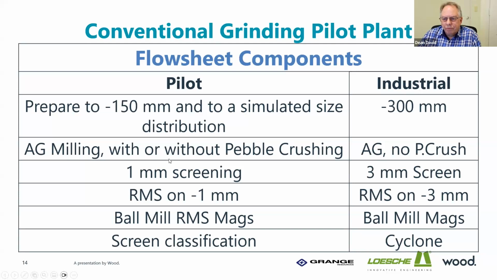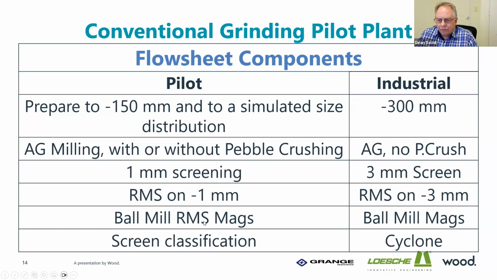We can do AG milling, and we did it with and without pebble crushing. In the design, we're looking at AG milling without pebble crushing. Due to the limitations of pumping and various other things in the pilot plant, we screen the product at 1 millimeter coming out of the AG mill. In the industrial situation, we're going to go for a 3 millimeter screen because the rougher magnetic separators can handle that size of feed. Again, we would do RMS on minus 1 millimeter, whereas in reality, it's a rougher magnetic separation on minus 3 millimeters.